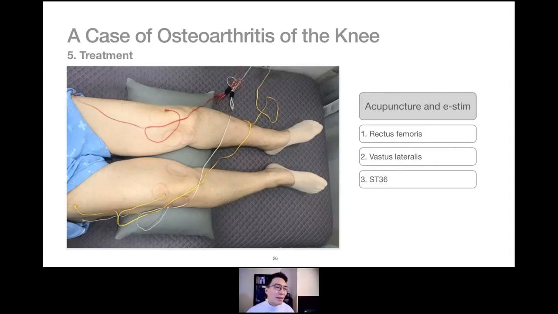And let's look into the right side first. The yellow line is connected to the rectus femoris muscle. And the second line, which is white, was connected to the vastus lateralis on the right side. That's because she showed significant weakness on the lateral side in particular. And that's the reason why I did the vastus lateralis. And generally, I use stomach 36 to utilize more stimulation around the knee. So that was my initial treatment, and I repeated that for more than 5 sessions.